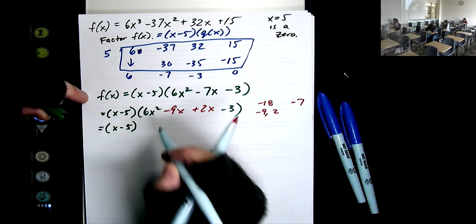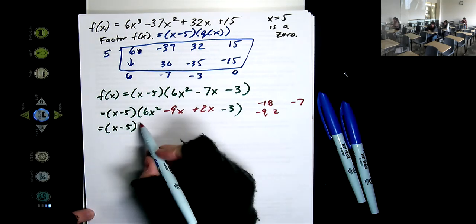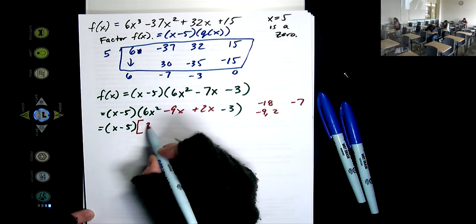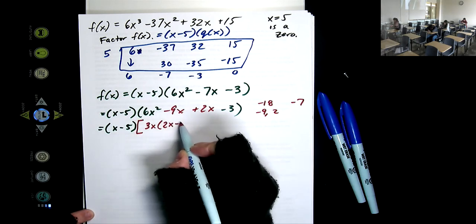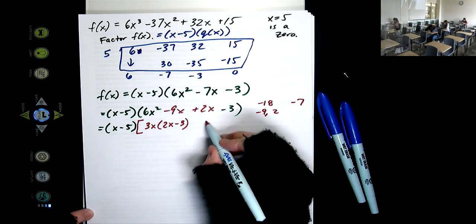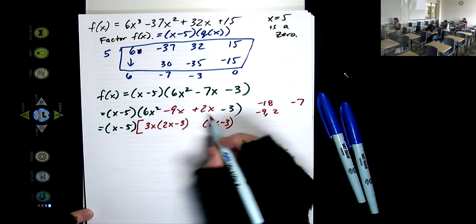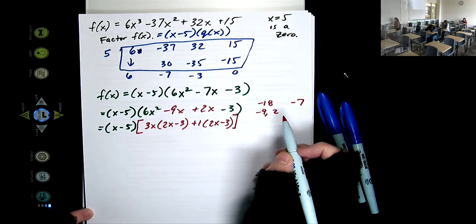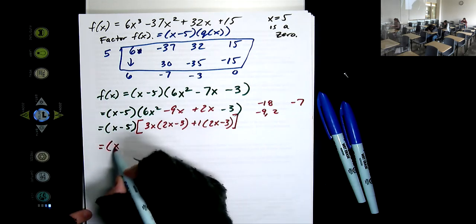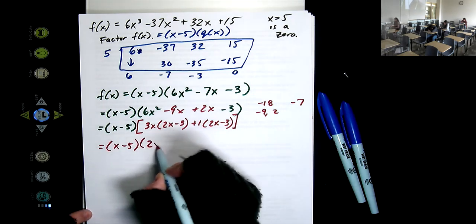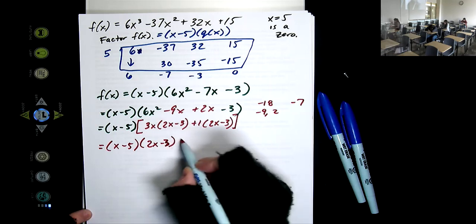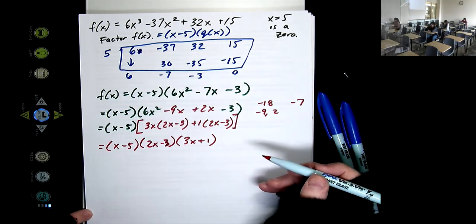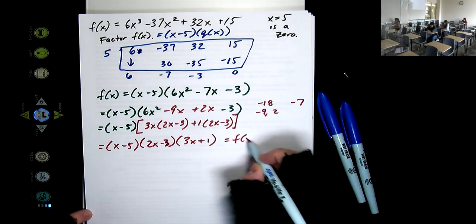Factor it a little bit more. Here I can pull out a 3x, and I have 2x minus 3 left. Which means I need another 2x minus 3, and that means I get a plus 1. So finally, we end up with x minus 5 times 2x minus 3 times 3x plus 1. That's my f of x.